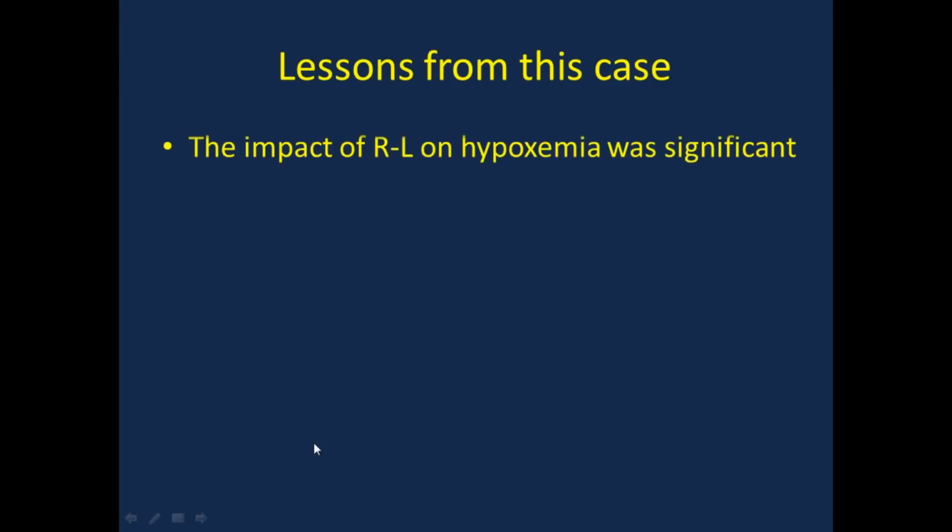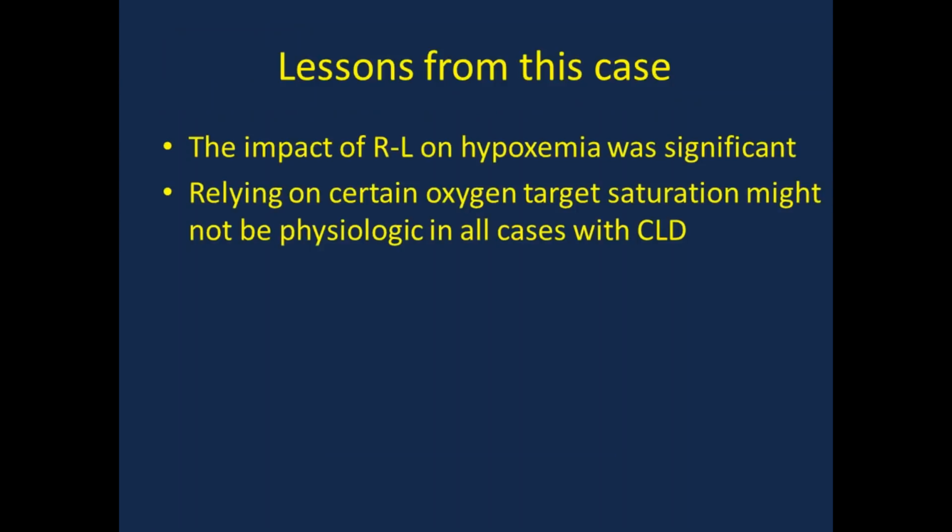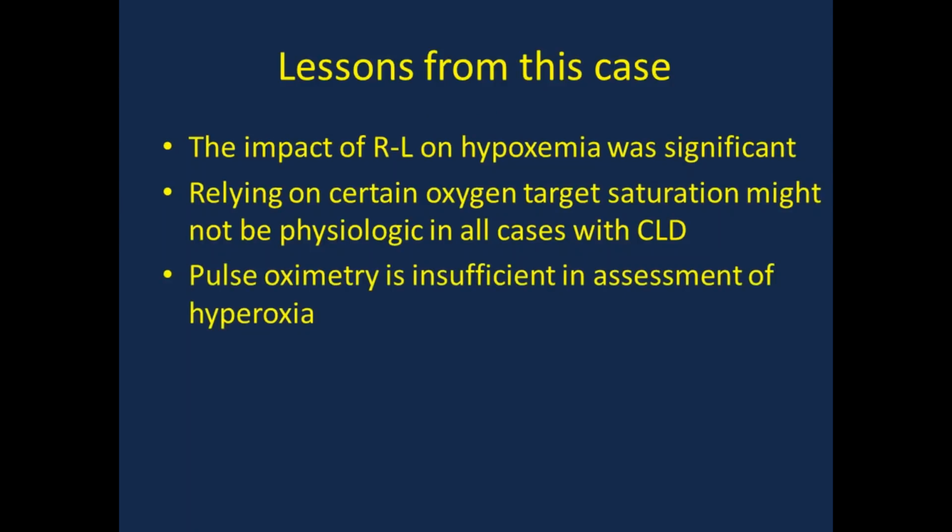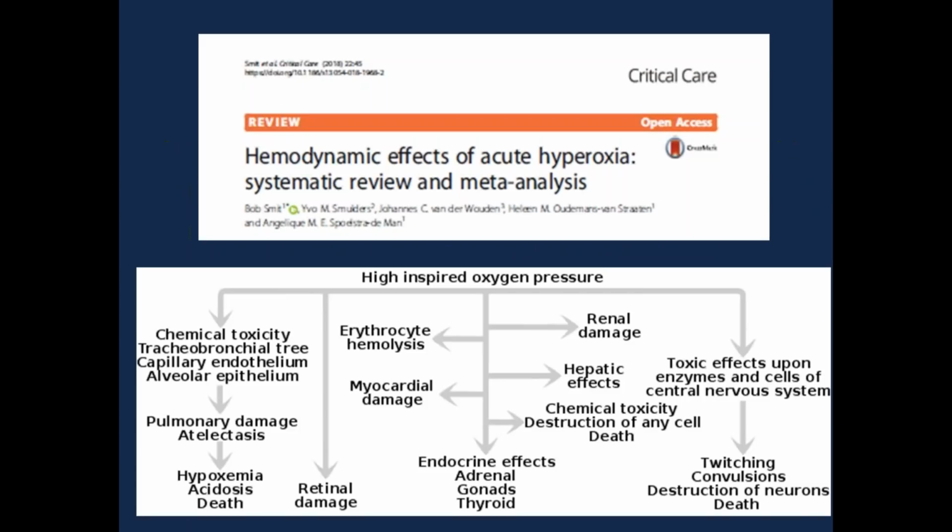Lessons from this case. The impact of right to left shunt on hypoxemia was significant, not the pulmonary hypertension. Relying on a certain oxygen target saturation might not be physiologic in all cases with chronic lung diseases. Pulse oximetry is insufficient in assessment of hyperoxia. You need to combine that with PaO2, partial pressure of oxygen, but the issue is we don't have applicable continuous monitoring of partial pressure of oxygen in preterm infants.